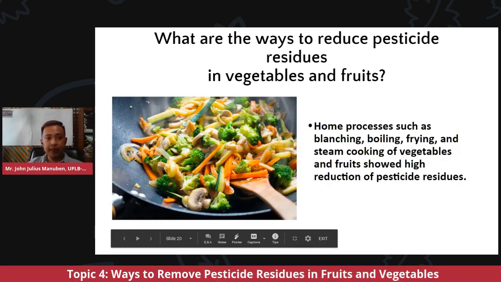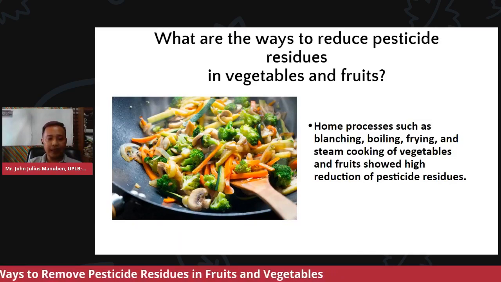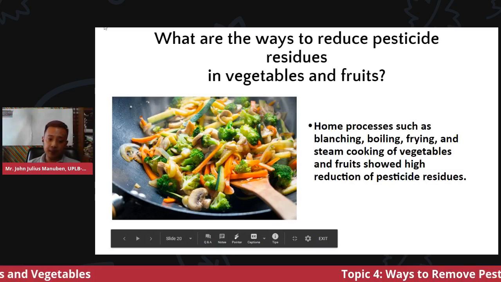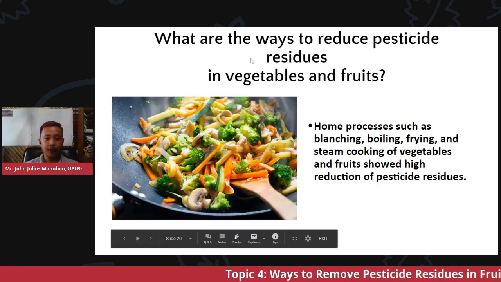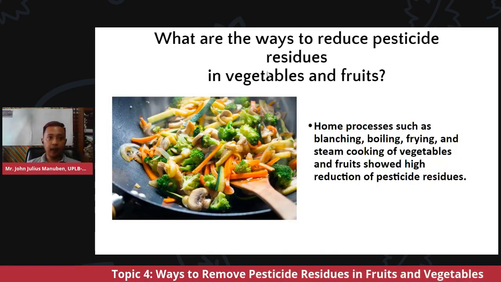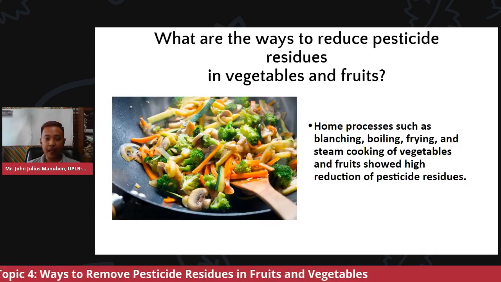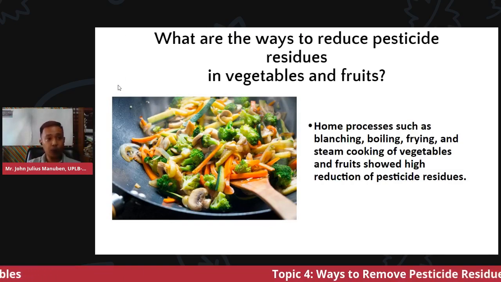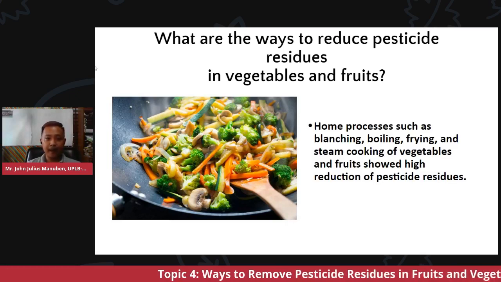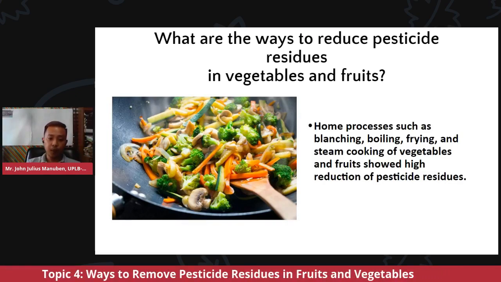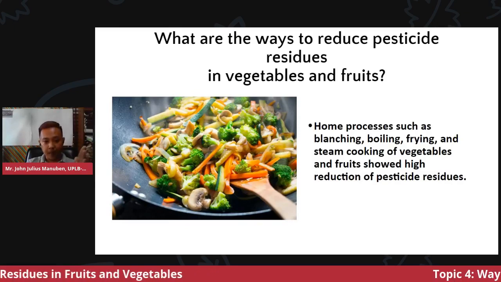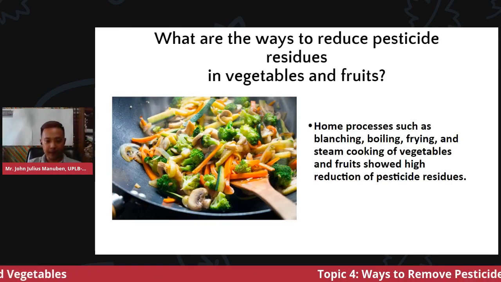And mas maganda pa rin talaga na ugaliin natin na hugasan natin ang binibili nating prutas at saka gulay prior i-store sa refrigerator or prior lutuin para may combination ng processes tayong ginagawa kahit hindi man natin alam kung meron man itong pesticide residue or wala, nagkakaroon tayo ng habit na hugasan natin yung gulay at prutas natin na binibili and then other home processes. Next, please.